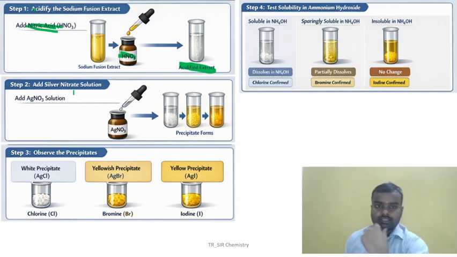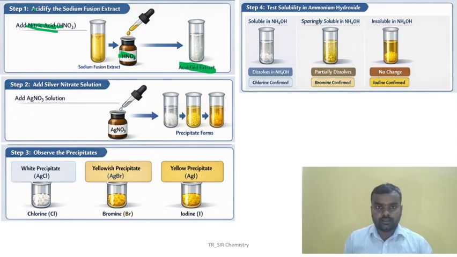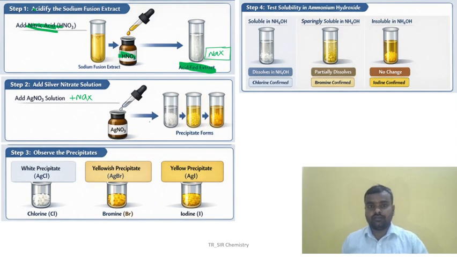Now that NaX, wait, I will write that also. I will try to write each thing. So what is formed here? Sodium halide will be formed after acidifying. When you treat the sodium halide with silver nitrate, if chlorine is present, it will form a white precipitate. If chlorine is present, white precipitate, that is soluble in ammonium hydroxide. Right? You can see the white precipitate of chlorine here.